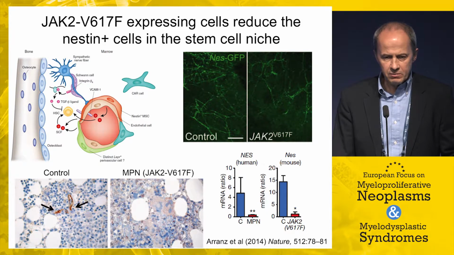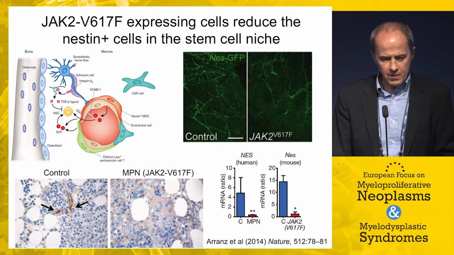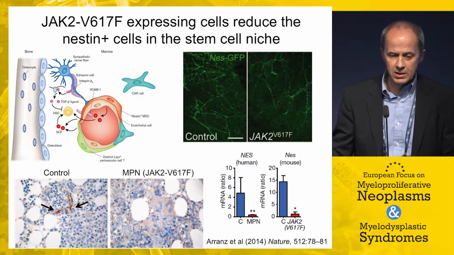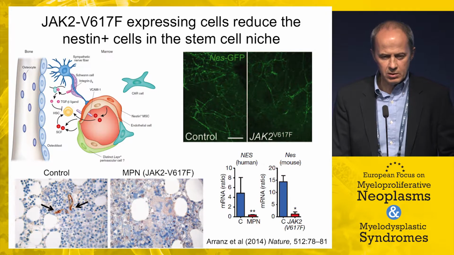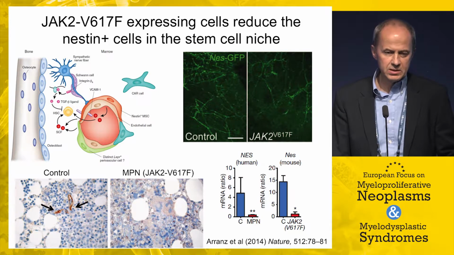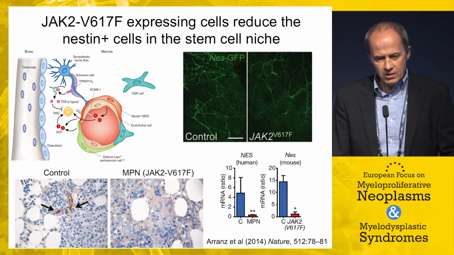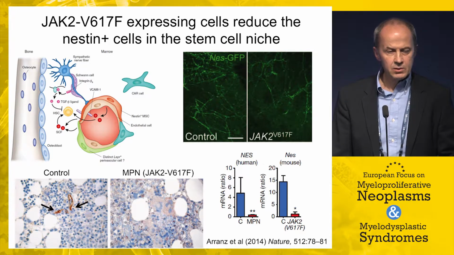So in the last part of my talk, I would like to address one aspect of V617F pathogenesis, which is particularly interesting, and relates to the earlier talks on the microenvironment and the niche where the stem cell is located. So this is the vascular niche where stem cells are located and can be maintained. And there are several different cell types that constitute this vascular niche for hematopoietic stem cells.